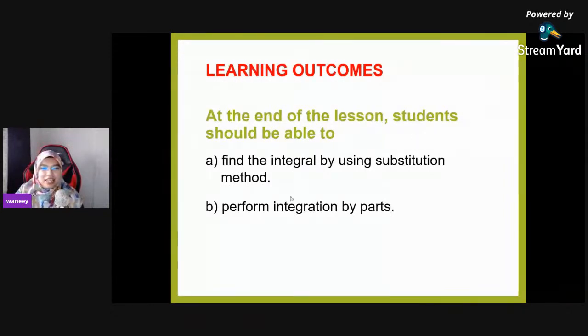Okay, so it's 9 o'clock already. So we're gonna start with the next one. Okay, so at the end of the lesson, you should be able to find the integral by using substitution method and then perform integration by parts. Let us talk about the truth in the real life situation. In real life, or for those who want to go into engineering, I know because I took maths engineering, the function will not be that easy to integrate. So we cannot use those basic rules.